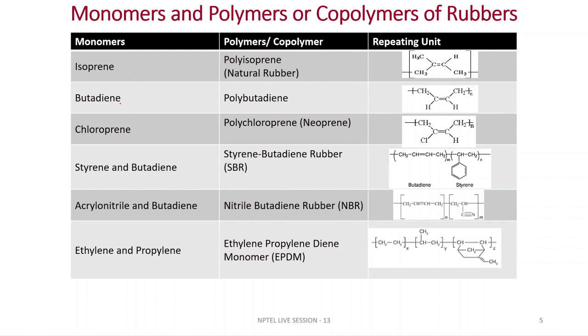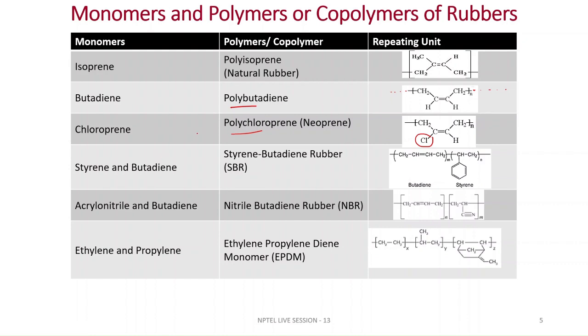Next is the butadiene monomer. It forms the polymer polybutadiene. From this end it makes the polymer, and these are repeating units. These will repeat further. Chloroprene forms polychloroprene, also known as neoprene. It has CH2, C, and here the chlorine group is present. That's why it is chloroprene. And this is the repeating unit for polychloroprene.